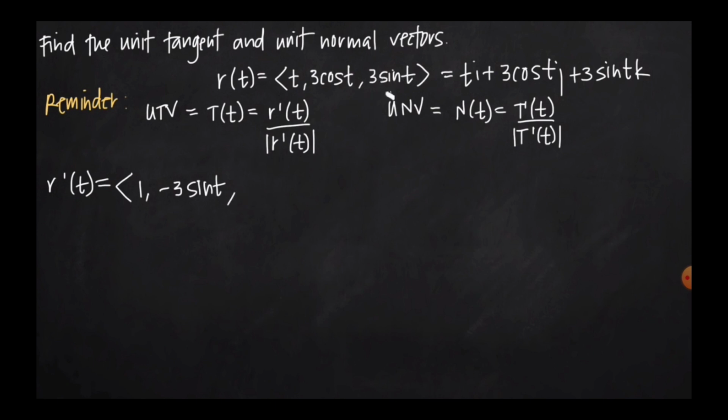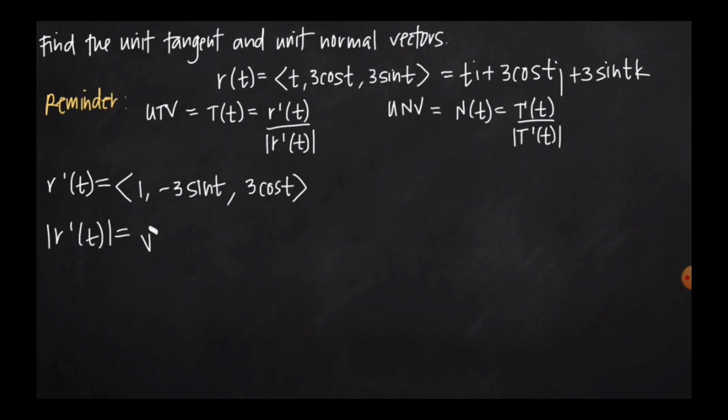Then the derivative of 3 sine of t is 3 cosine of t, like that. So now here we have the derivative r prime of t. We're going to need that for our numerator. We're also going to need the magnitude of r prime of t. And the way that we find that, we denote it like this.